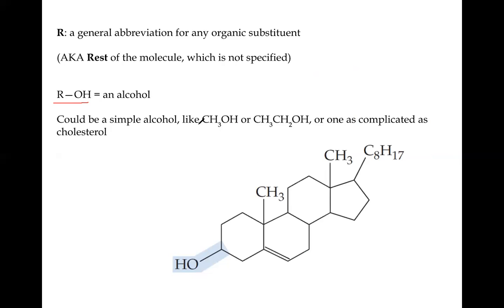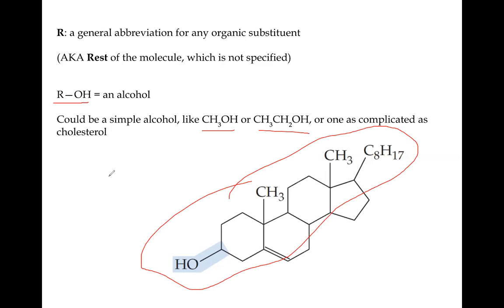And that R could represent something as simple as just one other carbon. So it would be something like methanol. That R could be 2 carbons for all we care. So ethanol. That R could be something way more complicated. It could be something like cholesterol, which is this molecule right here. Cholesterol is an alcohol. And so that R, we don't really know. We don't have any idea, right? It's just shorthand. It could be something simple. It could be something more complex.